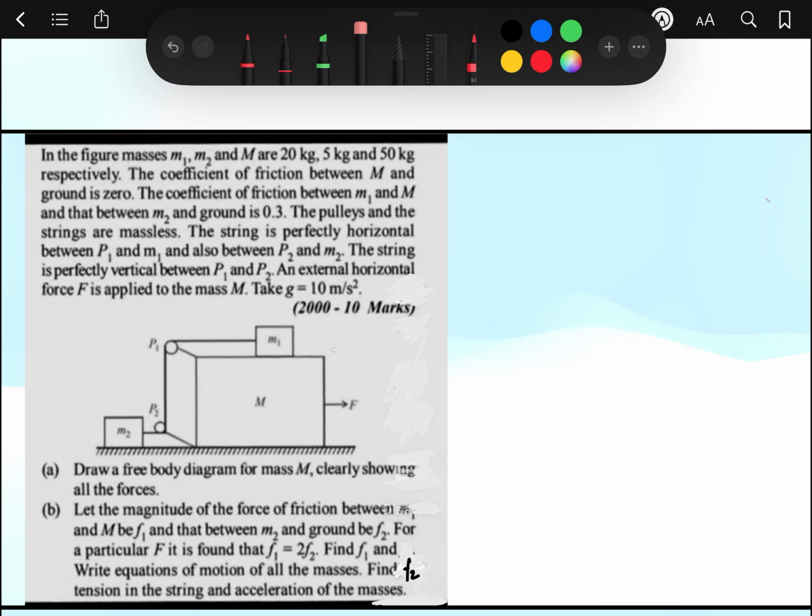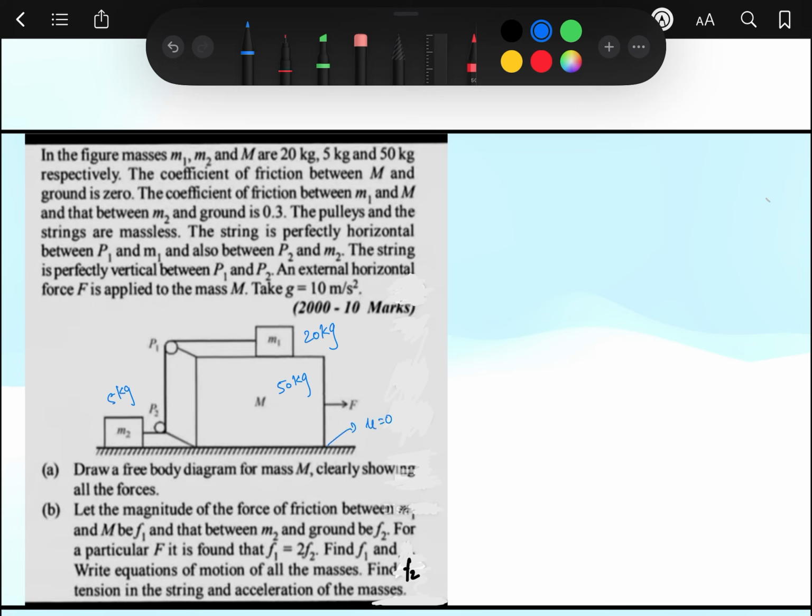In the figure, masses are M1, M2 and this M are 20, 5 and 50 kg. Okay, so here is the situation. This is M1 of 20 kg here, and this M2 is of 5 kg, and this capital M is equal to 50 kg. The coefficient of friction between this capital M and the ground is 0.